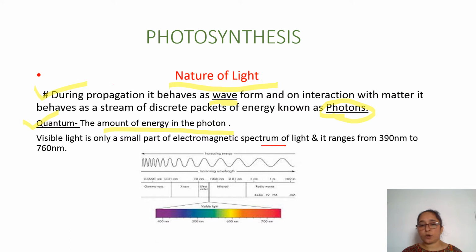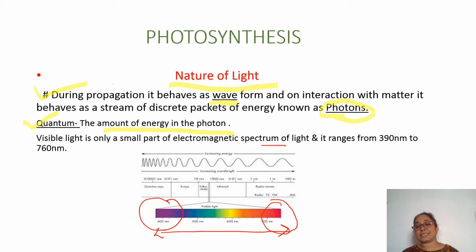It ranges from 390 to 760 nanometer, from here to here. So this one is a visible range from 390 nanometer to 760 nanometers. Now here in this case, what happened?